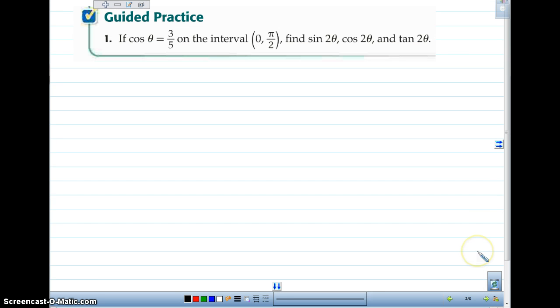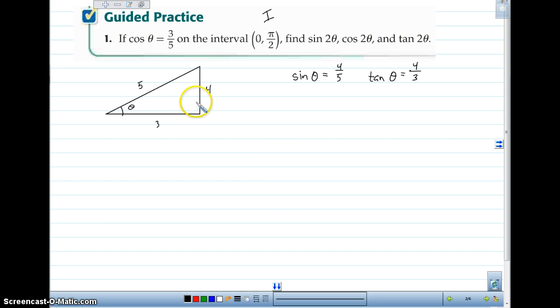Try this one on your own. It gives you the ratio for cosine, and it wants you to find sine 2 theta, cosine 2 theta, and tangent 2 theta. We are in the first quadrant, so everything's positive. Okay, I solved for sine and tangent using a right triangle. Hopefully you got that sine theta was 4/5 and tangent of theta was 4/3. And now we're ready to use our double angle identities.